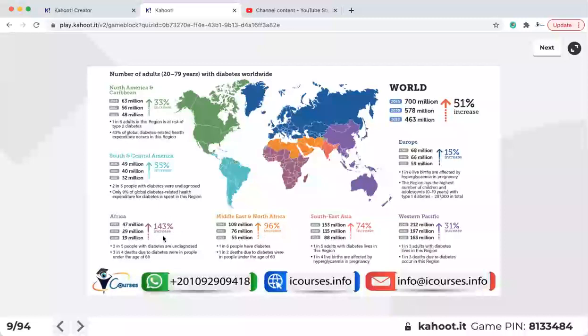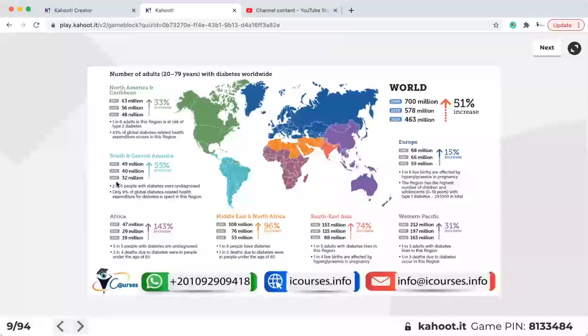But look here, Africa is a 143% increase. This means that the number of diabetic patients in Africa will more than double over the next 20 years.